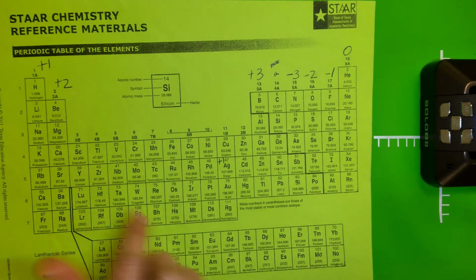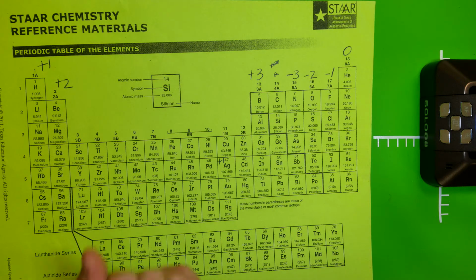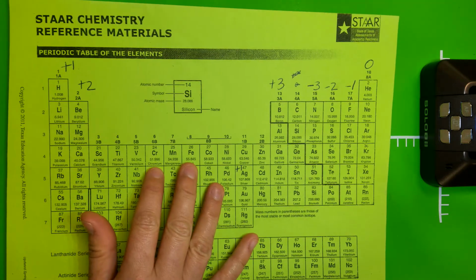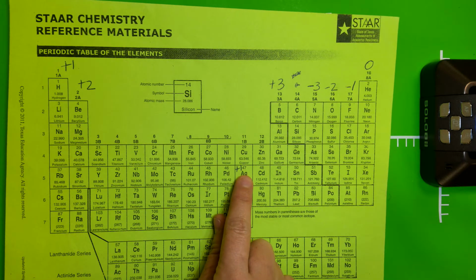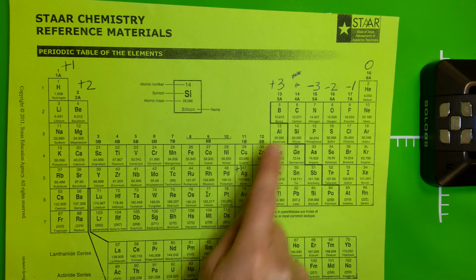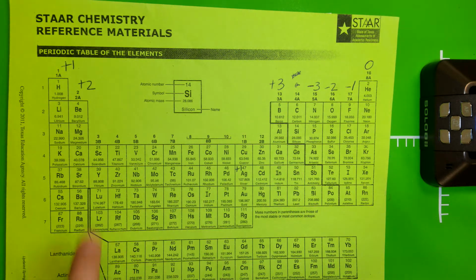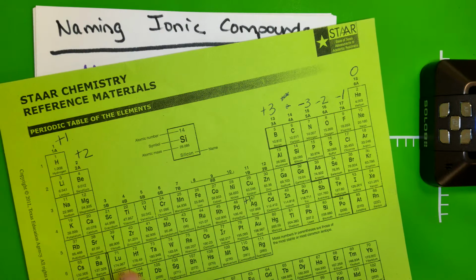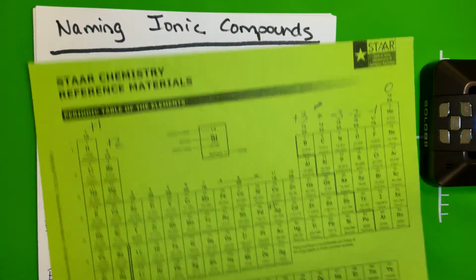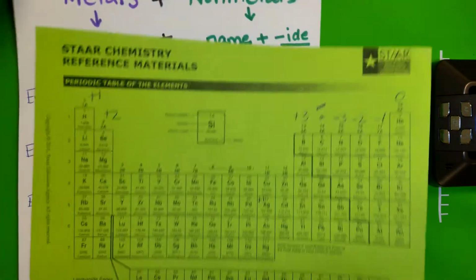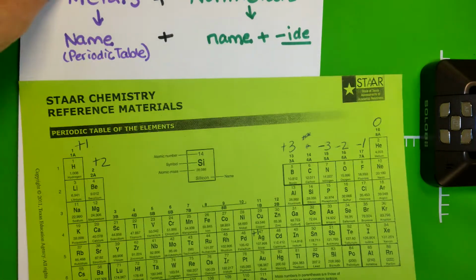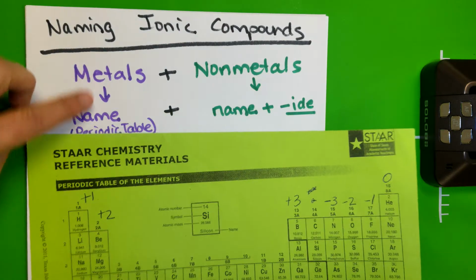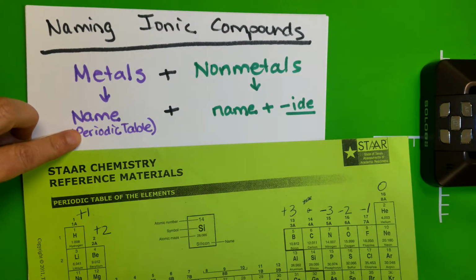Now we're going to exclude the transition metals. I'm going to give you the rules for those later on. So mainly the metals we're talking about are these, and maybe we'll talk about silver because silver has only one charge, and also maybe some of these, but very much it's going to be from this side. For the first name, for metals, all we do is write down the name the way it looks in the periodic table. It's very, very simple.